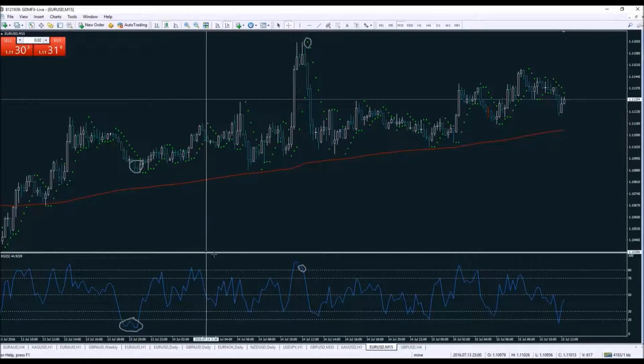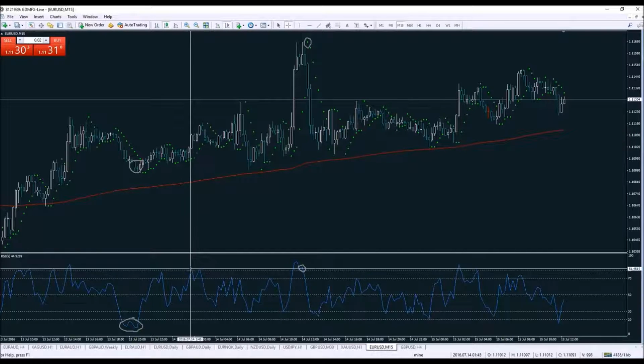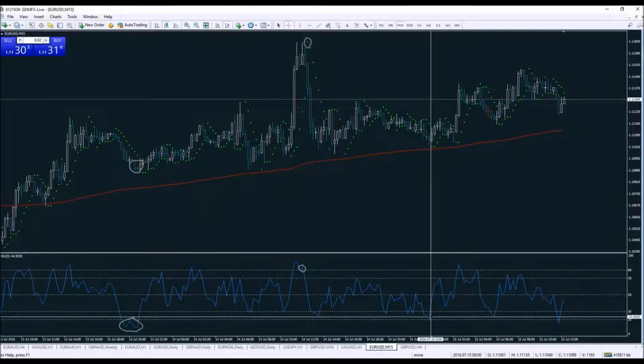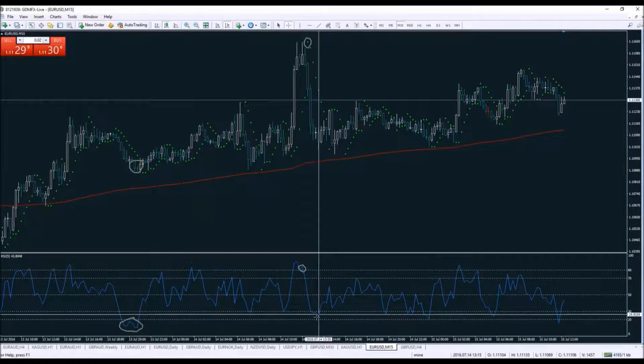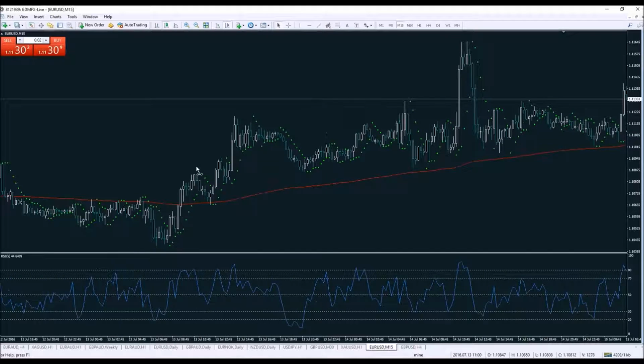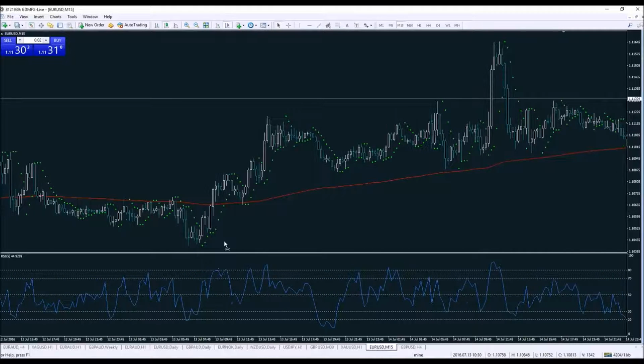If you're more aggressive, you can always wait for the 80 extremum here, and of course for the 20 extremum down here or down here. This is also okay to be used. Now let's move a little bit backwards and see how this system has been performing for the past few days. I've talked about this one.